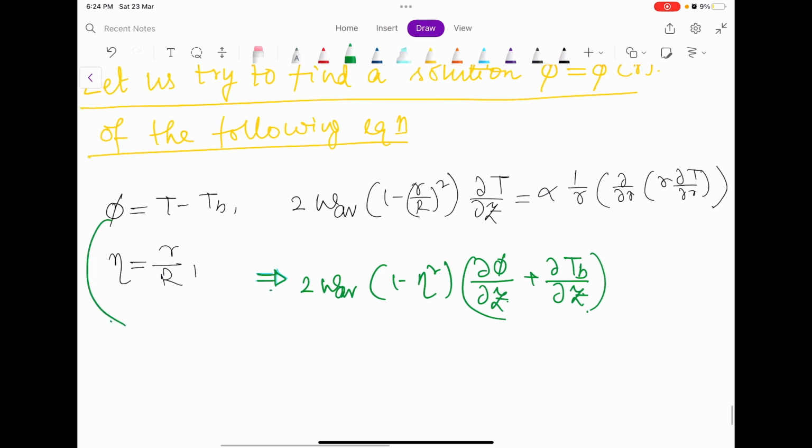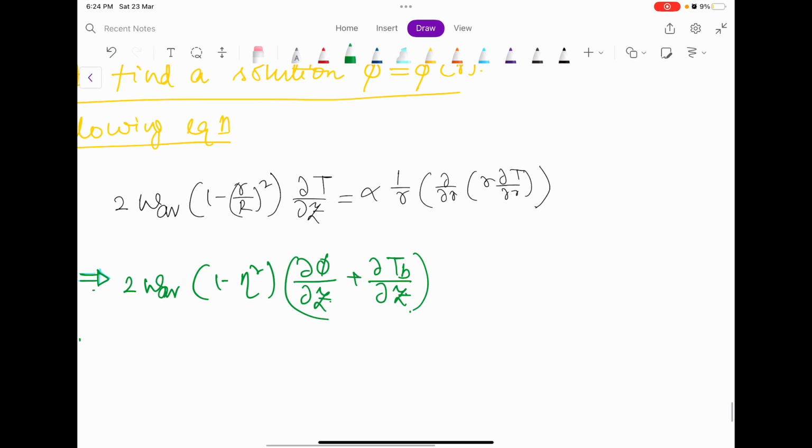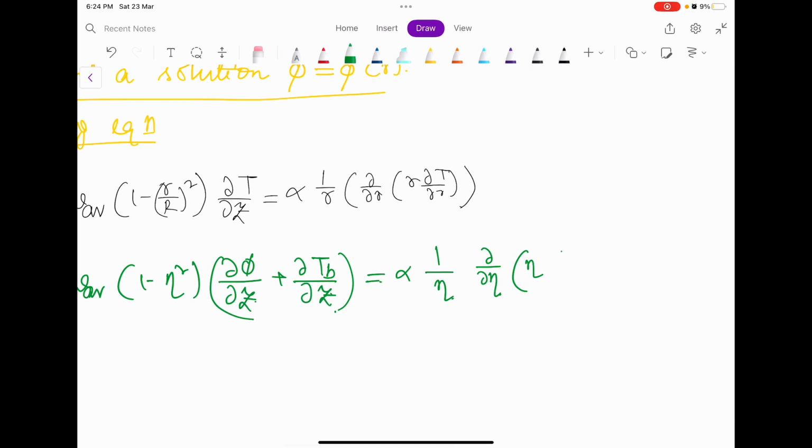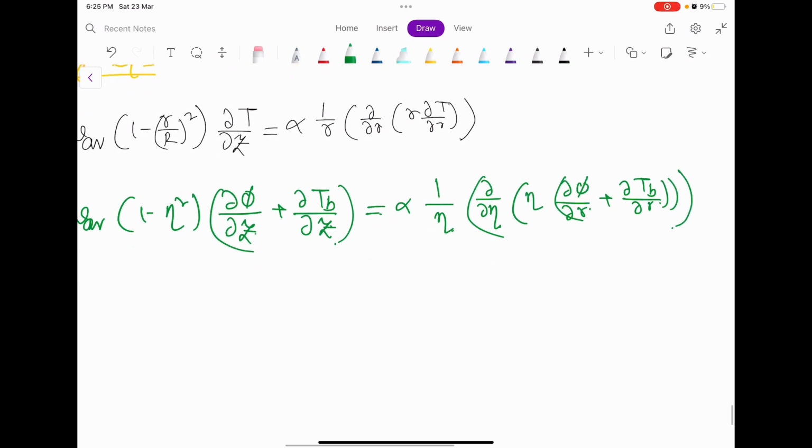Because you see from here T is equal to phi plus Tb, so del T del z is equal to this, and that is equal to alpha into 1 by, so instead of r we will write eta, 1 by eta, del eta eta. Now the same thing here also: you will have del phi del r plus del Tb del r. Now it is fine.